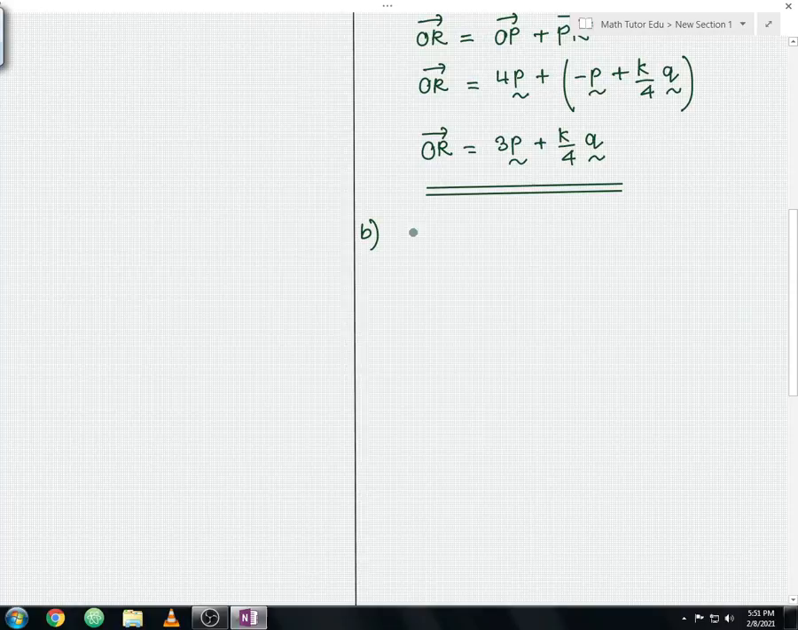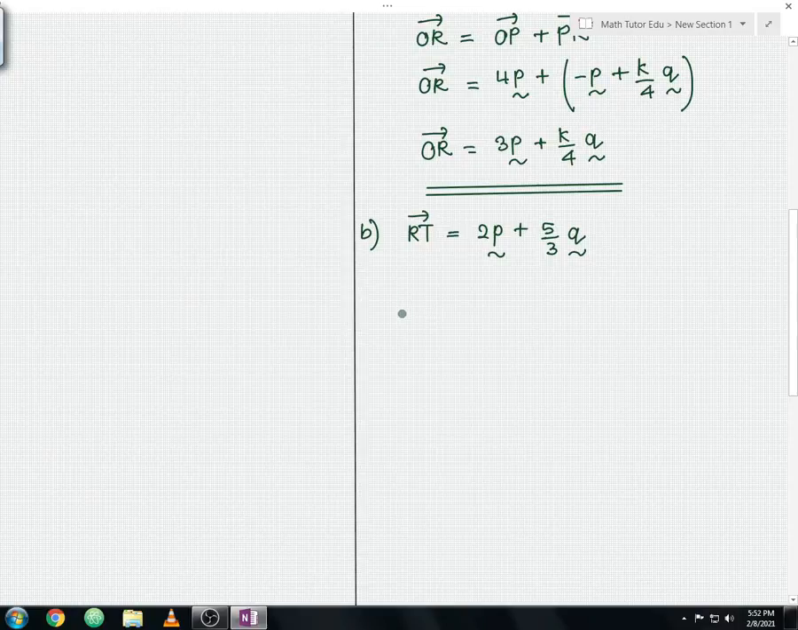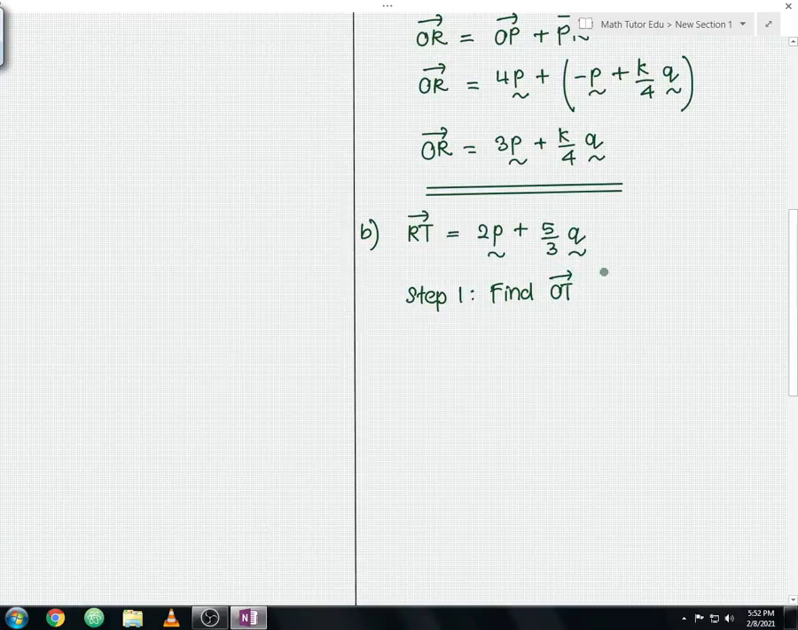Let us write down the vector RT given by the question over here. So given that vector RT is equal to 2p plus 5 over 3 q. Like I've mentioned in the discussion, the first step we're going to do is find the vector OT. So let me write down in the working here. Step 1, find vector OT.